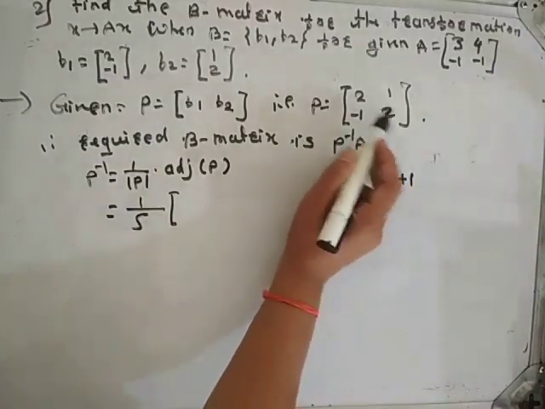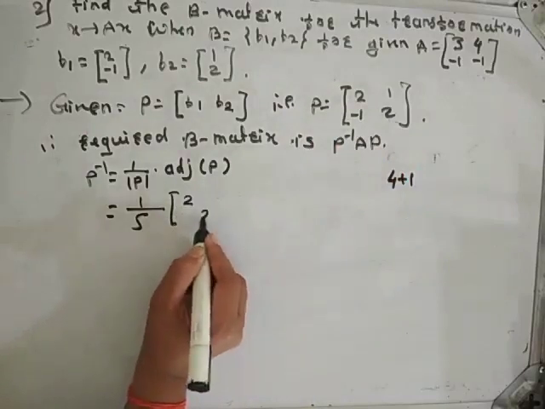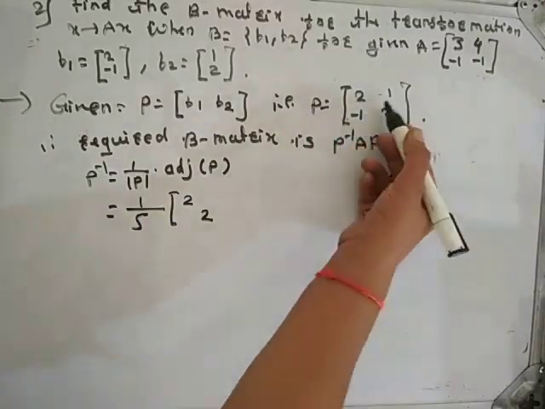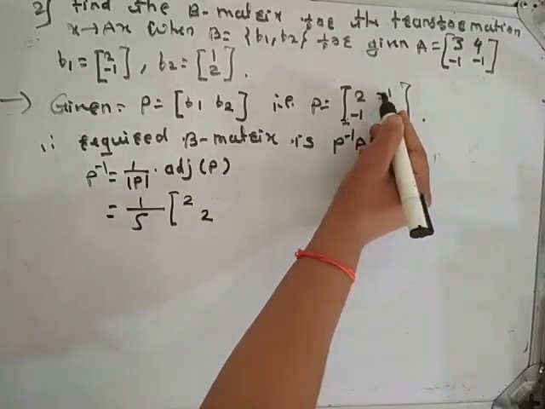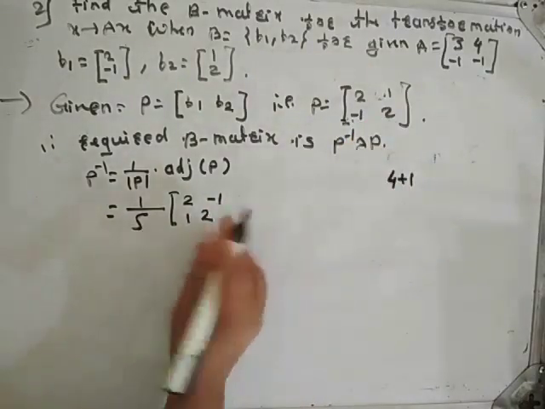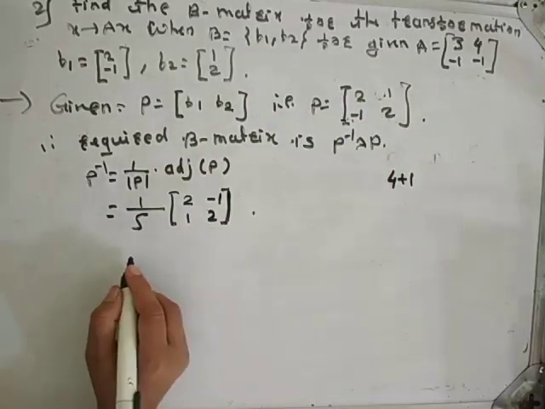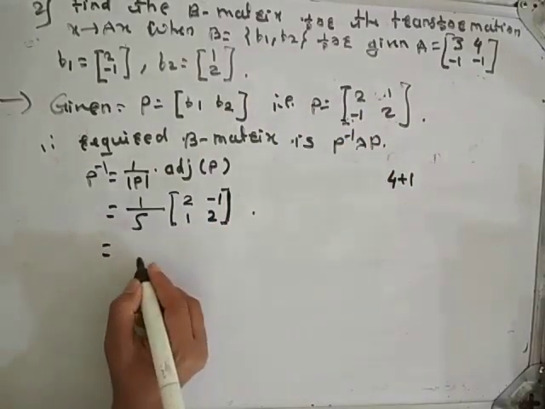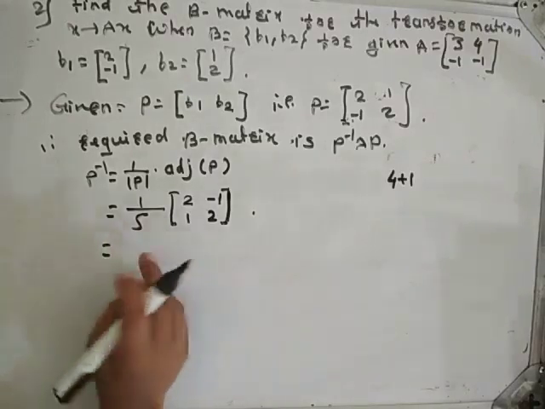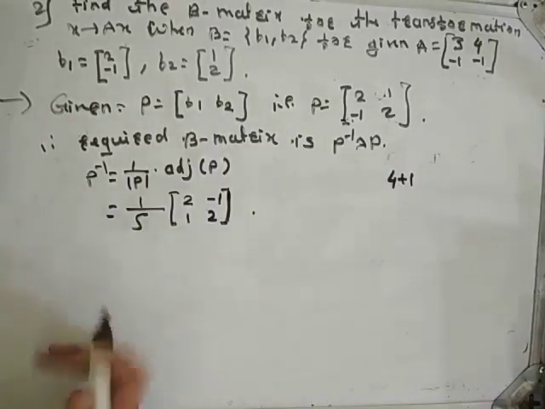Adjoint of P: this is a matrix of order 2, so the diagonal entries are interchanged. Here 2 and 2 are the same, so there is no change. And for the off-diagonal entries we have to change the sign, so minus 1 and plus 1. This is our P inverse, so keep it as it is.